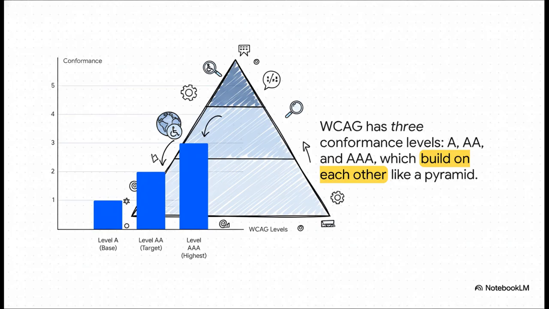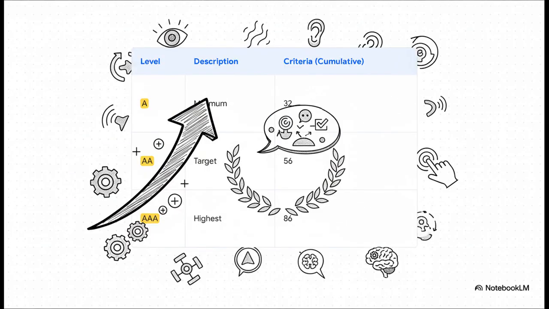Within those, there are 3 levels of success. The easiest way to think about it is like a pyramid. You have level A at the bottom, that's the absolute must-haves. Then you build on that with level AA, which is what most organizations aim for. And at the very top, you have level AAA, which is more of a gold standard for specialized sites. And you can see right here how it all stacks up.